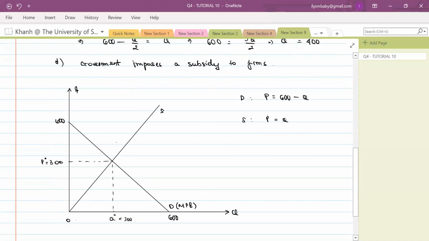Now if we take into account the spillover, then we know that the marginal social benefit is going to be equal to 600 minus Q/2.